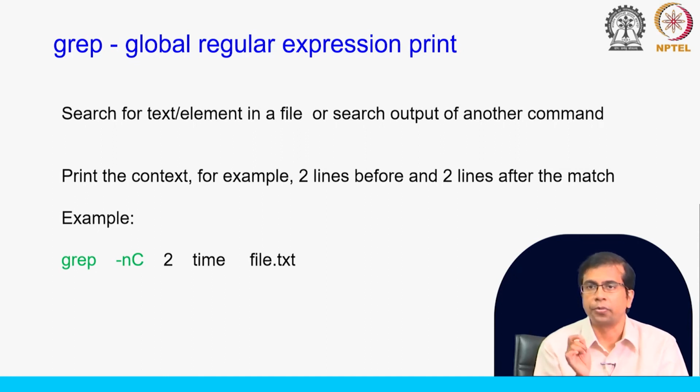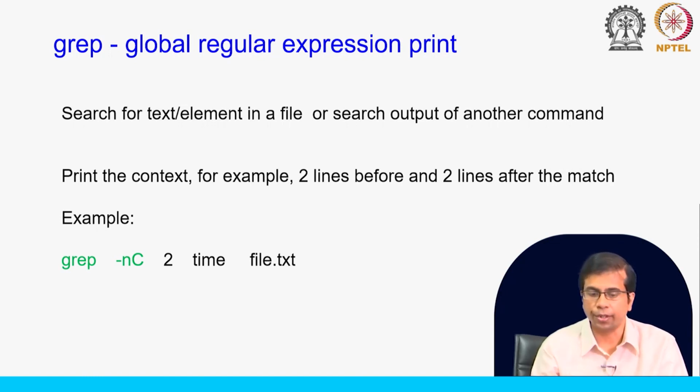So, note these options, whether they are in capital or small letter, this is very important. These are actually critical, you cannot just interchange small and capital. This is something that you should note for all commands. So, if you use -C 2, this means print the context, 2 lines before and 2 lines after the match.